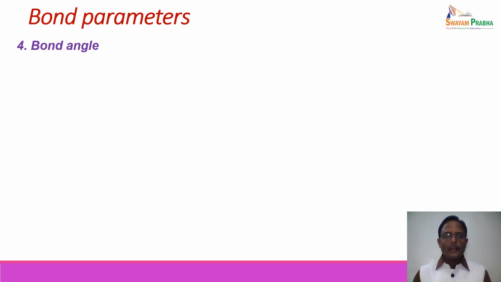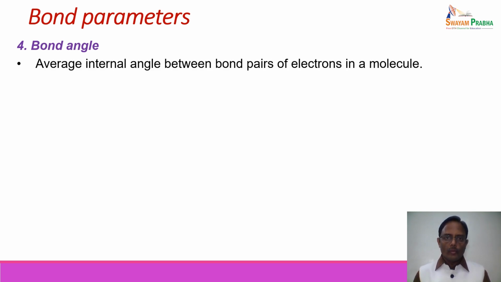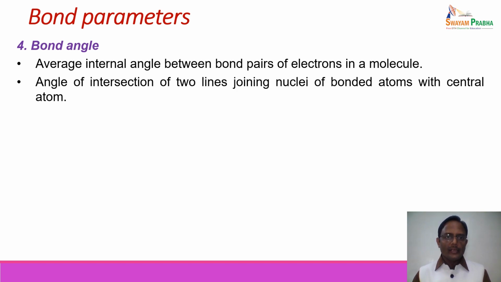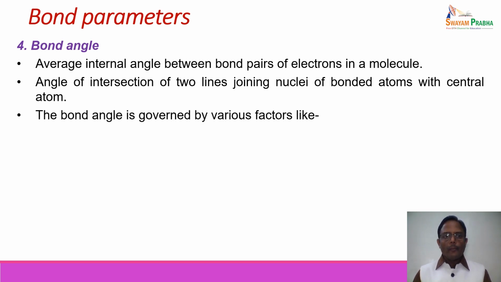Whenever you have multi-atomic molecules, the average internal angle between the bond pairs of electrons is considered as the bond angle. It is actually the angle of intersection of the two lines joining the nuclei of the bonded atoms with the central atom. And the bond angle is governed by various factors like the type of hybridization.